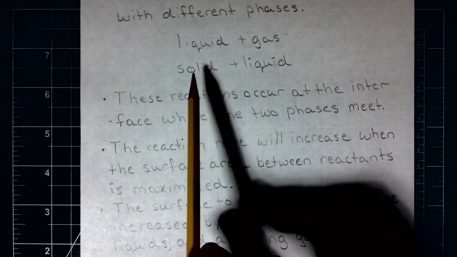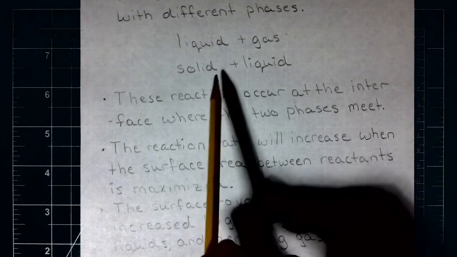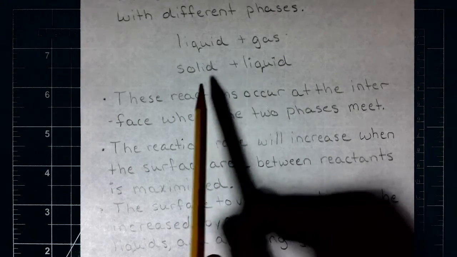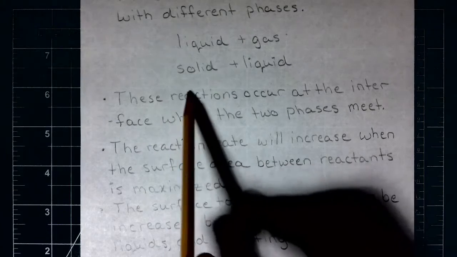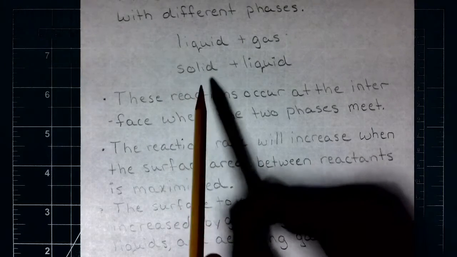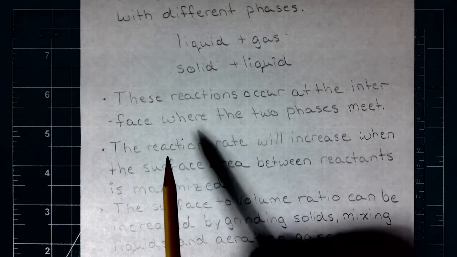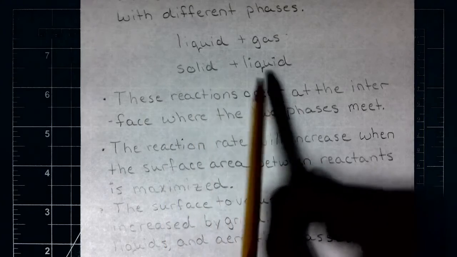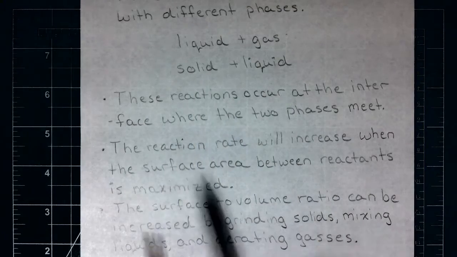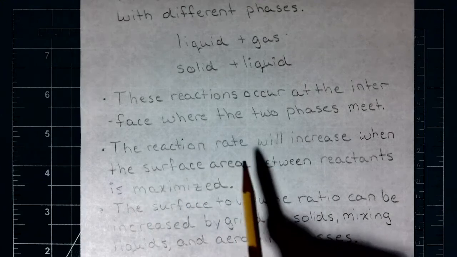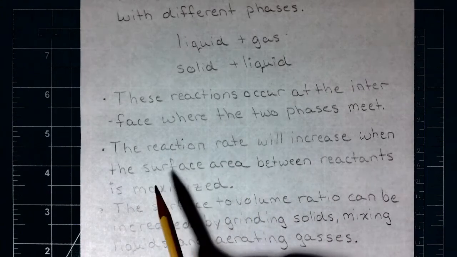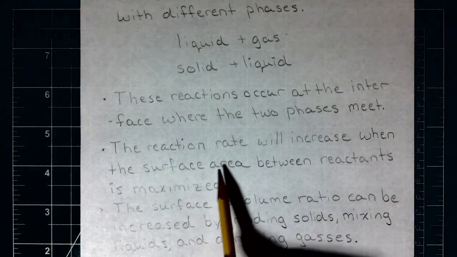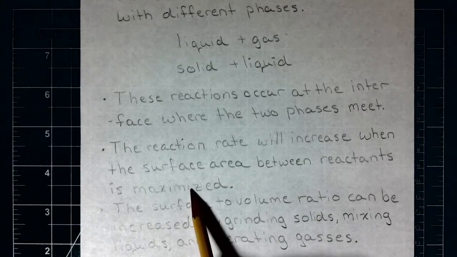So it makes sense that if you had, say, a solid that's reacting with a liquid, it's only going to react on the outside surface of the solid, and the inside of that solid isn't going to be reacting, and that's going to be the slowest step. So we can increase the reaction rate when the surface area between the reactants is maximized.